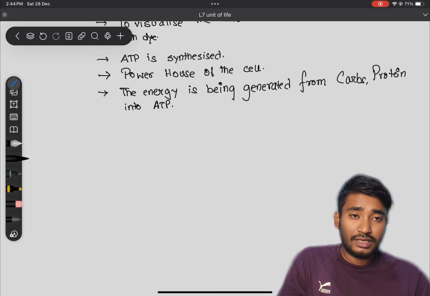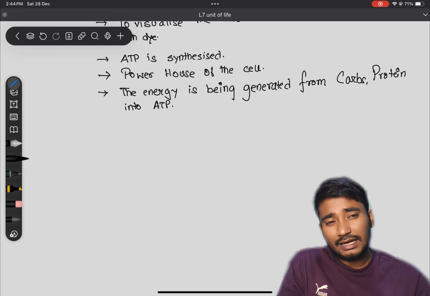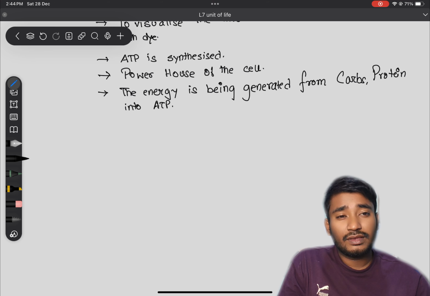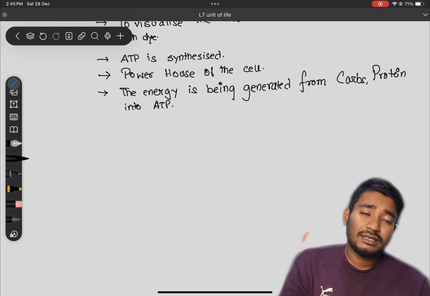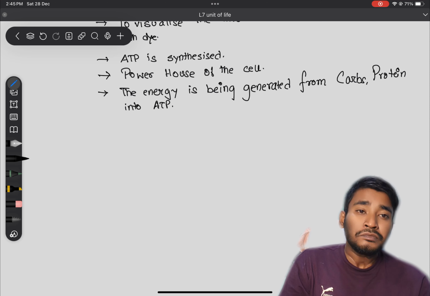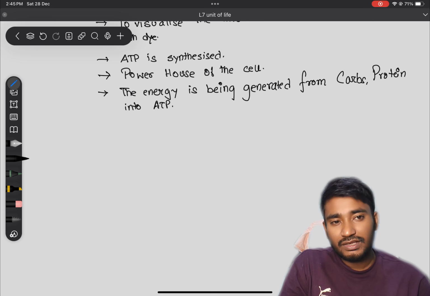I will make you study the Krebs cycle and the other energy production, the EMP cycle, that is the glycolysis, in the respiration chapter. But for now, you study that the ATP is being generated from the carbohydrates, the food we take, the protein we take, the lipids we take. The ATPs are being generated from these only.